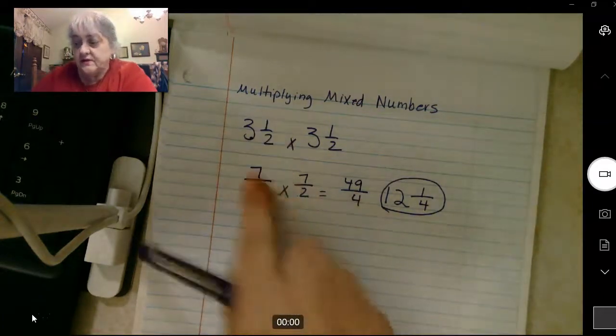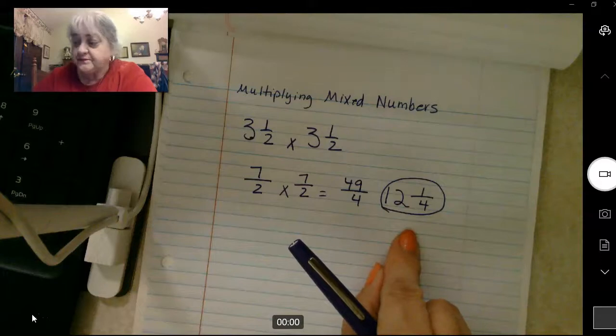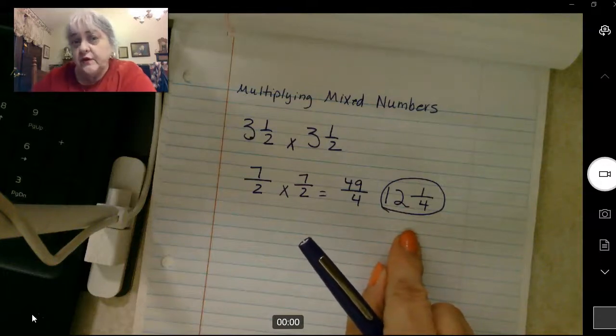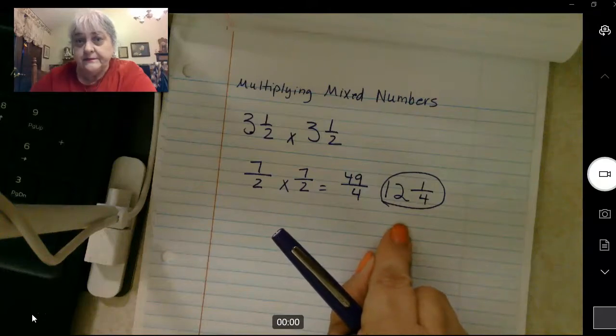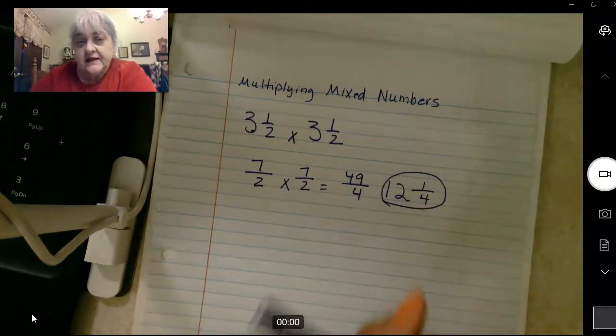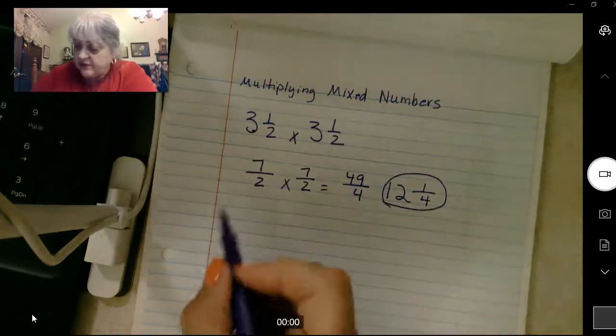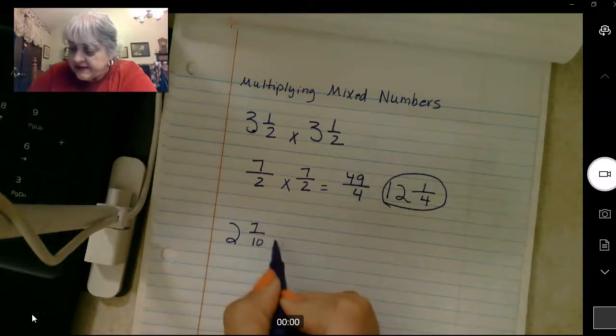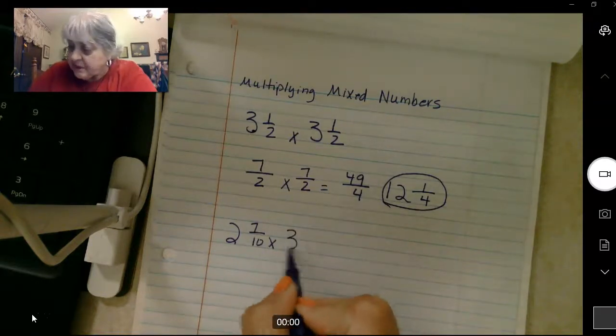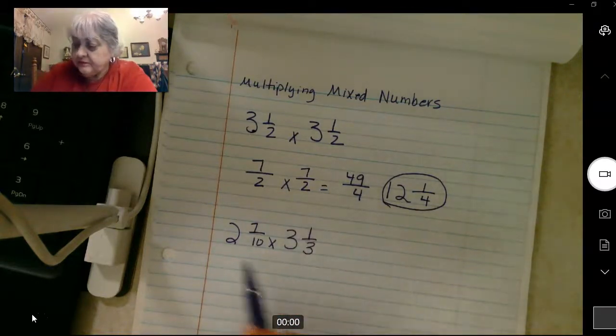What I want you to do is to make sure you have all this written down. If I've been going too fast for you and you need to pause it and write it again, I want you to do that. Now we're going to try another one together. I want you to write down 2 7/10 times 3 1/3. Okay.